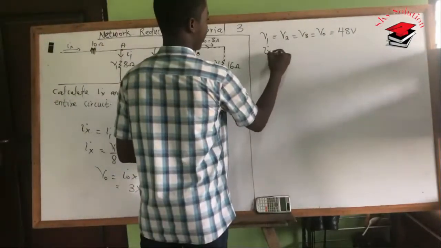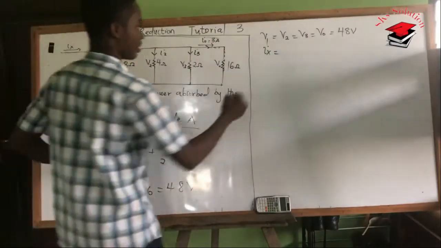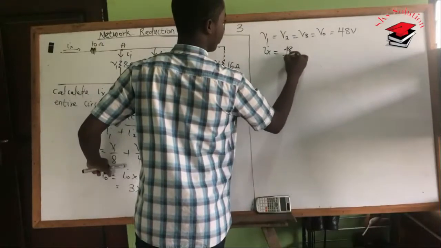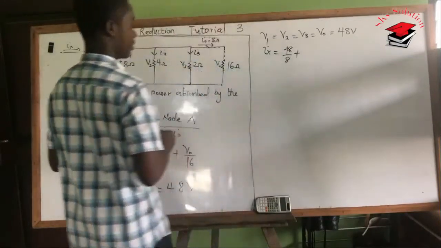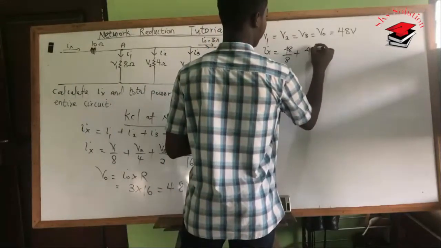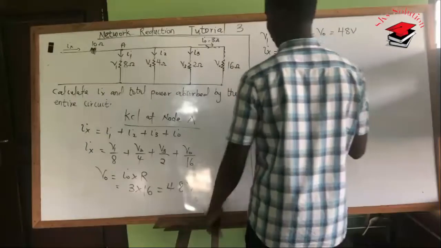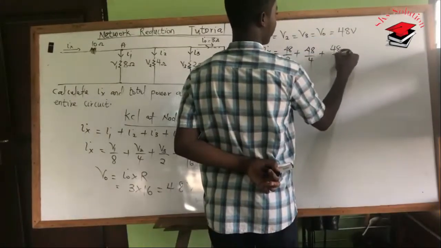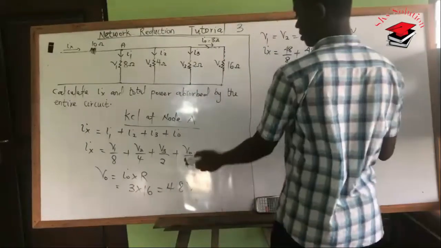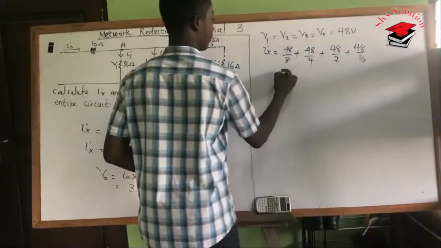That means our Ix is going to be what? V1 on 8, which is 48 on 8, plus V2 on 4, 48 on 4, plus V3 on 2, 48 on 2, plus 48 on 16.